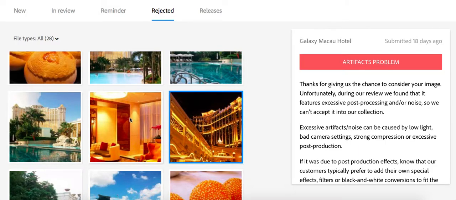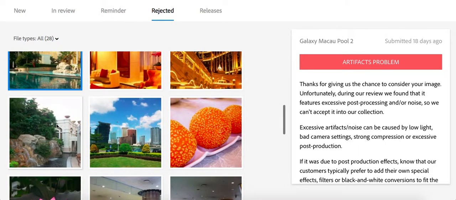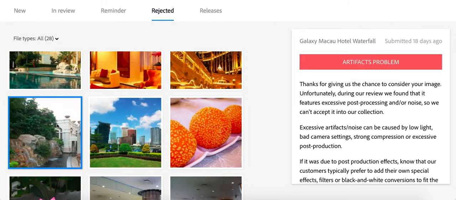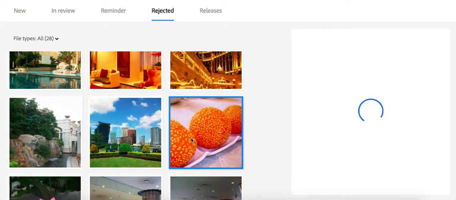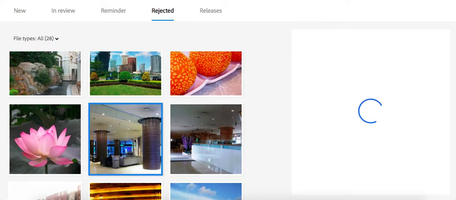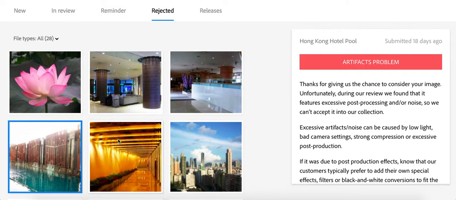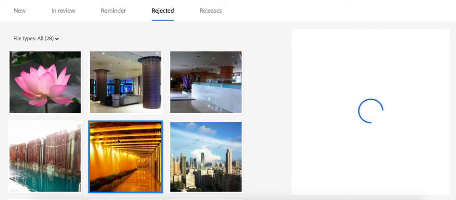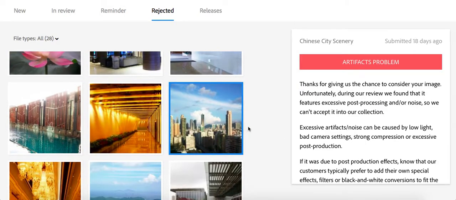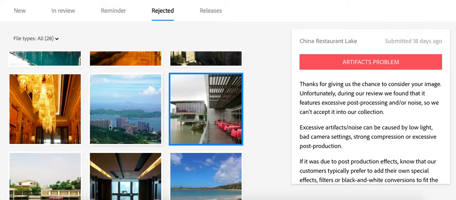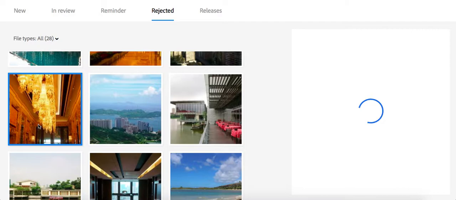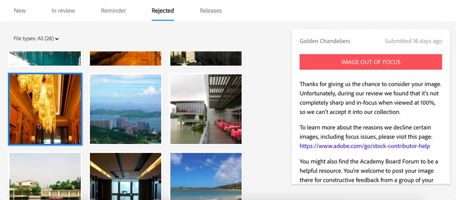Same thing, and these are also the same. And so from Shutterstock, their reasons were a bit more specific, but from Adobe Stock, their reasons are a bit more broad. I guess whoever is reviewing the images is going with a general broad reason. This one is because it's not sharp and not in focus.